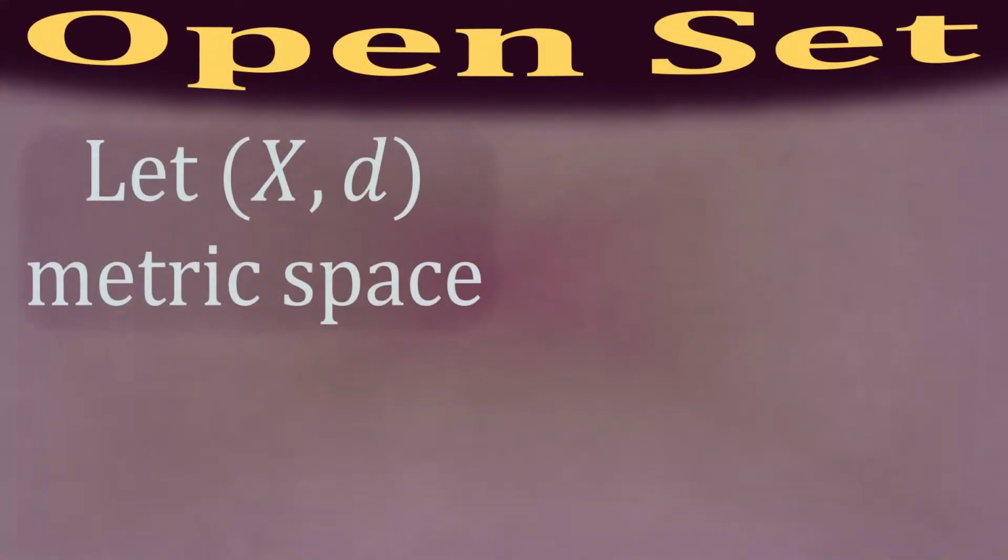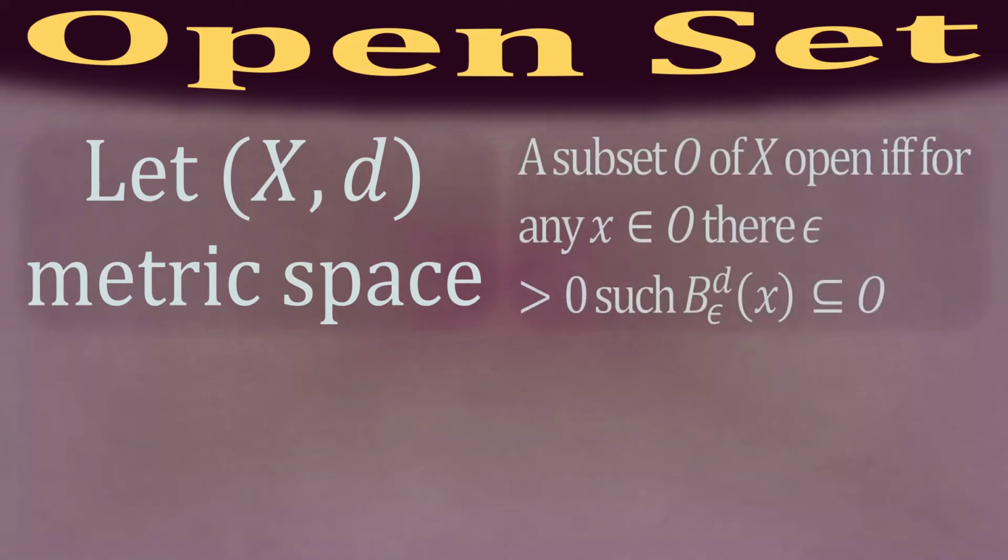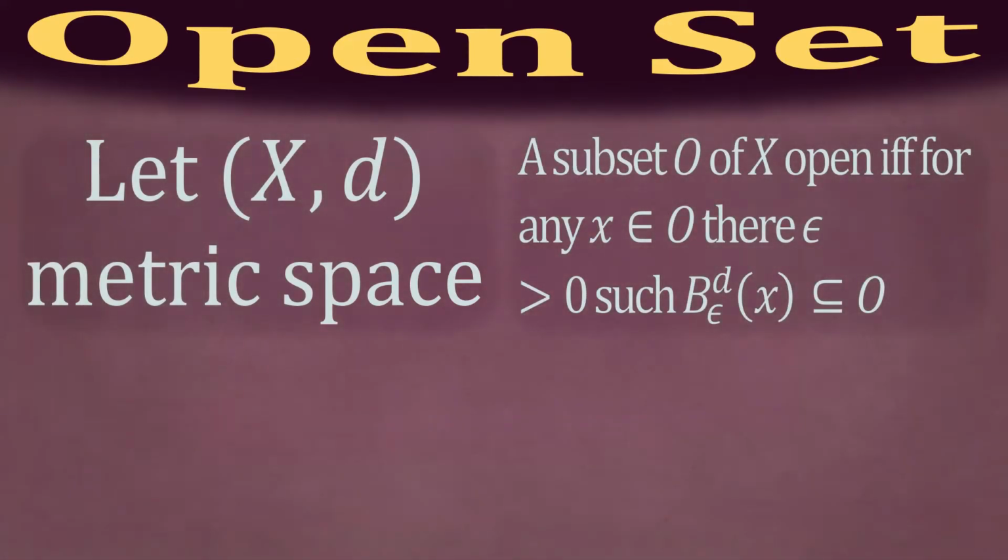Let (X, d) be a metric space. A subset O of X is open if and only if for any x in O there is an epsilon greater than 0 such that the open ball around x of radius epsilon is a subset of O. Then let's give some remarks for open sets.